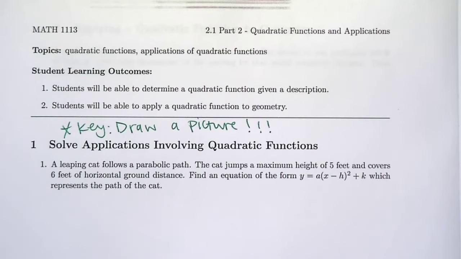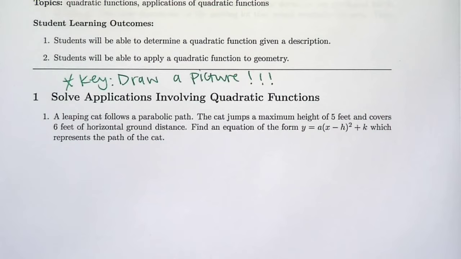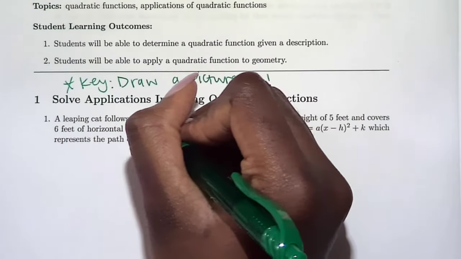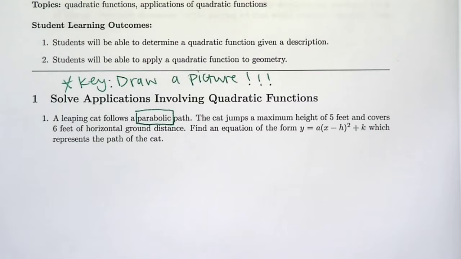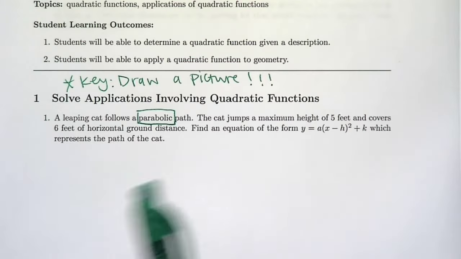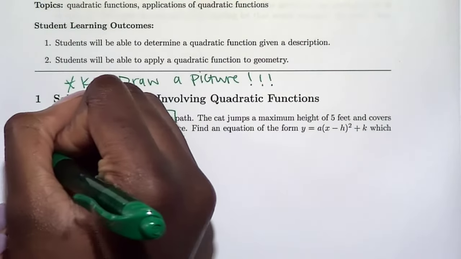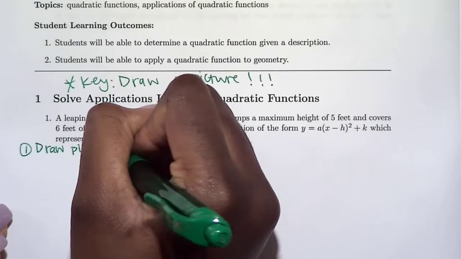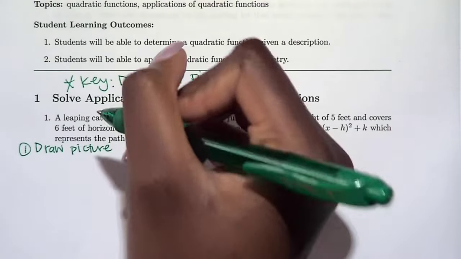Okay, so let's look at the first group, solving applications involving quadratic functions. Number 1 says, a cat follows a parabolic path. Already, this is important. It tells us we're going to have a parabola. The cat jumps a maximum height of 5 feet and covers 6 feet of horizontal ground distance. Find an equation of the form y equals a(x minus h) squared plus k, our standard form of a parabola, which represents the path of the cat. Like I mentioned before, first step, always draw the picture. So we're going to draw the picture.